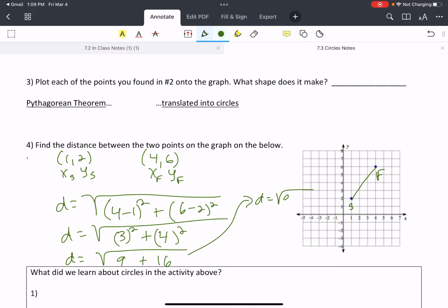Oh my goodness, I got 5 again. That's just a coincidence that not every circle has a radius of 5. Okay, we're doing okay? Who else got 5? Anyone else get 5? Good job.